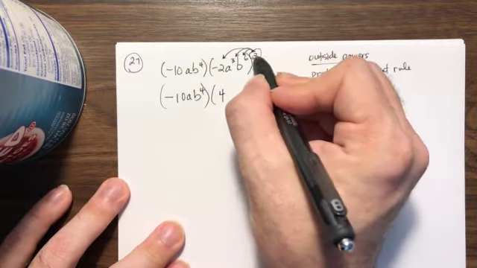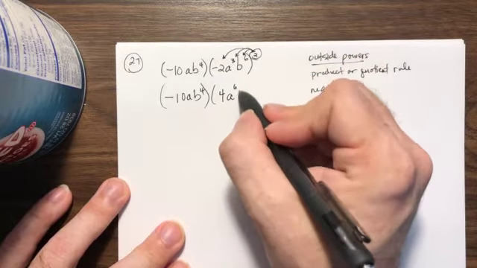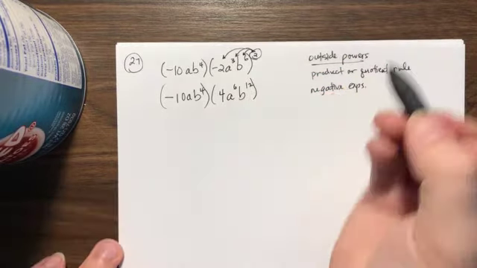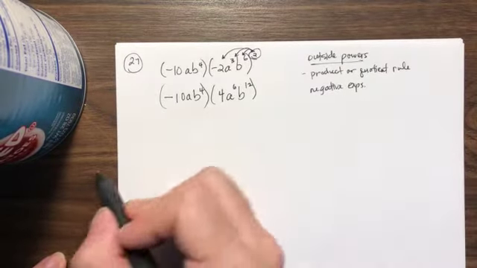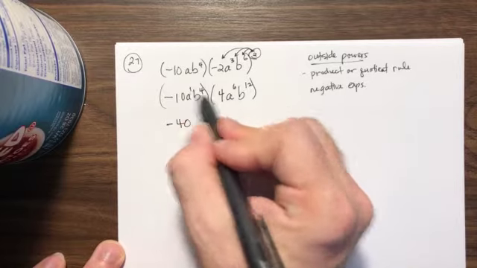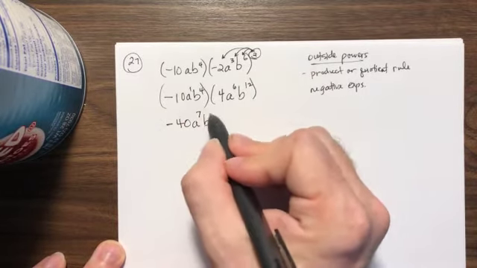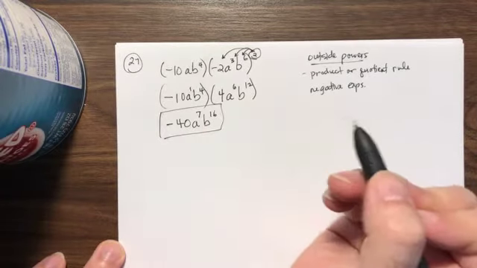And then we have a power raised to a power, which means we multiply them. 3 times 2 is 6. 6 times 2 is 12. Now we can do the product rule, which says you can multiply the numbers in front together, and then you add exponents. So 6 plus 1 for a, and 4 plus 12 for b. And there you go.